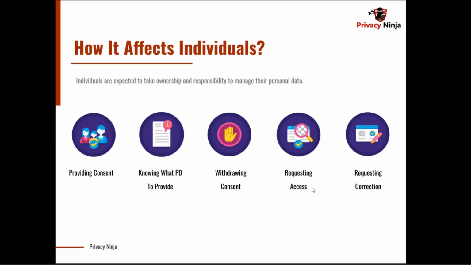And last but not least, requesting correction. You may request to correct an error or omission in your personal data held by the organization. Unless the organization has a valid reason not to make the correction, it should correct the data and send it to organizations which have received it in the past year, or if you agree, only to specific organizations.